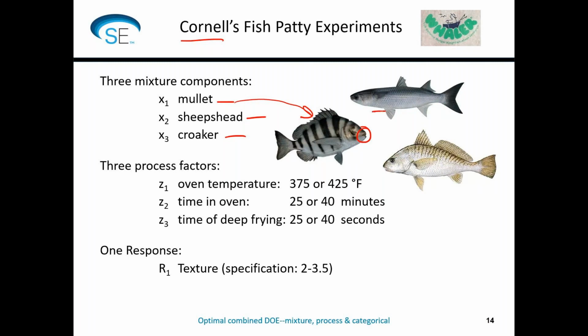And so these are our three fish that are going to be used to make this fish sandwich by Burger King called the Whaler. And then there's three process factors: oven temperature, going from a low to a high, time in the oven from low to high time, and then deep frying. Of course, we want to do that for our fast food to get it to be really tasty, and there's a range of time on that.